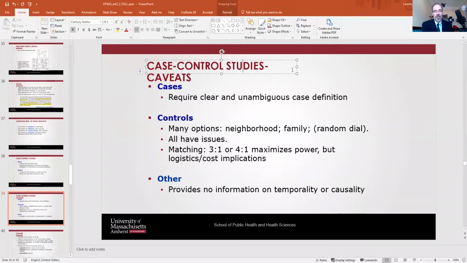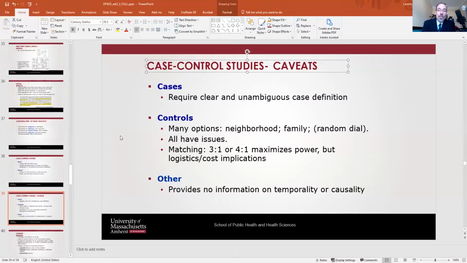Case control study caveats, as we talked about last time: cases require a clear and unambiguous case definition. And in terms of infectious disease, this can sometimes be pretty simple to do. We might know that this person is infected and this person is not. Now, when we start talking about symptomatic profiles and other outcomes that we might be interested in, it becomes a little more difficult. Sometimes it becomes difficult when diseases are difficult to detect, or they might have long latency periods where people are infected and we don't know. We definitely saw this in COVID-19.